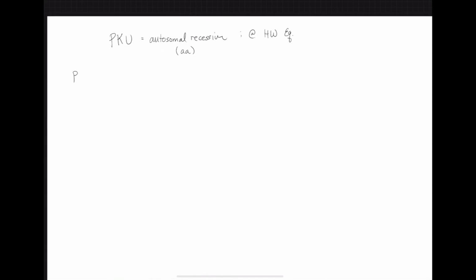But before we do that, let me just rewrite the equations here. There we go. Now they're going to usually tell you something like this: PKU occurs in 1 in 10,000 births. Something like this. And then they'll ask you something like, what percent of the population are carriers?